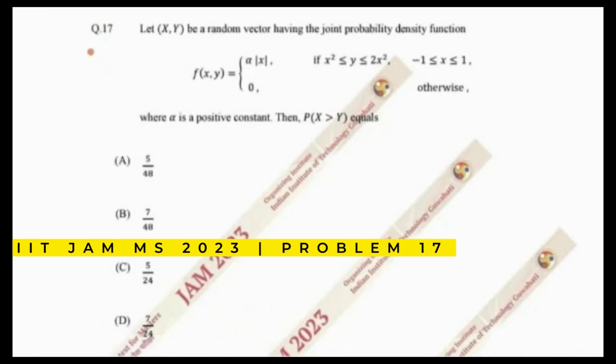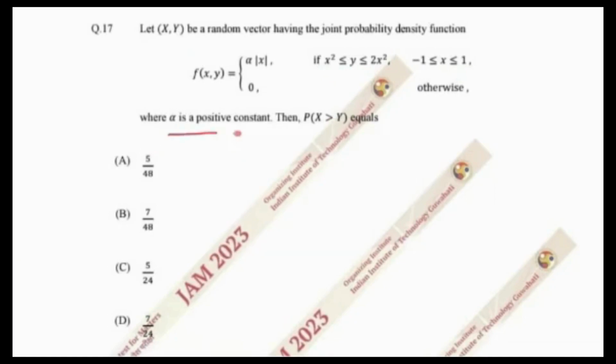Today we are going to solve this tricky question, IIT JAM MS question 17. We are given a random vector (X, Y) having the joint probability density function f(x, y) equal to alpha mod x, where the range of x is very important here. The range of x is from -1 to 1, and the range of y, which is dependent on x, is from x squared to 2x squared. Alpha is a positive constant.